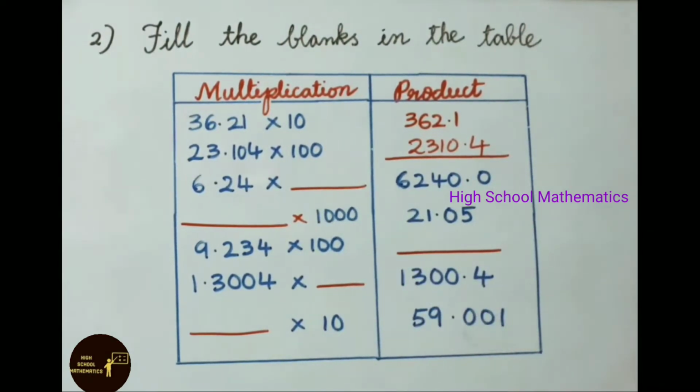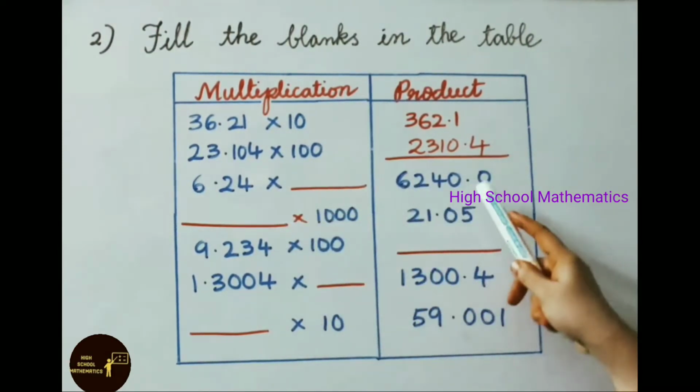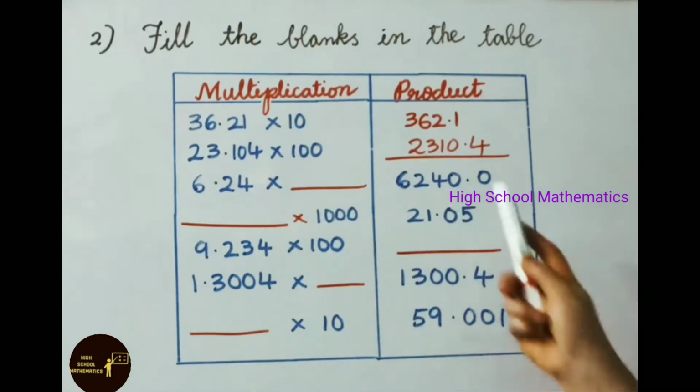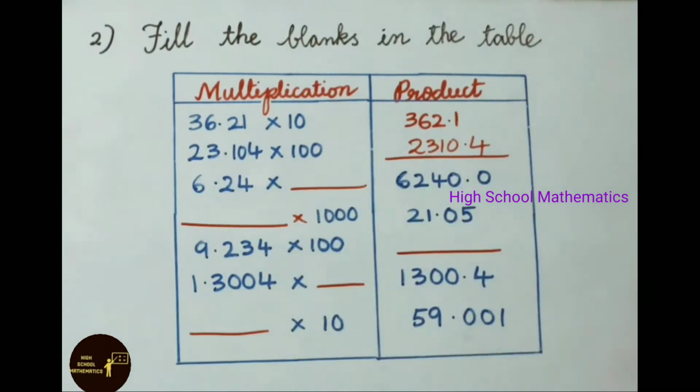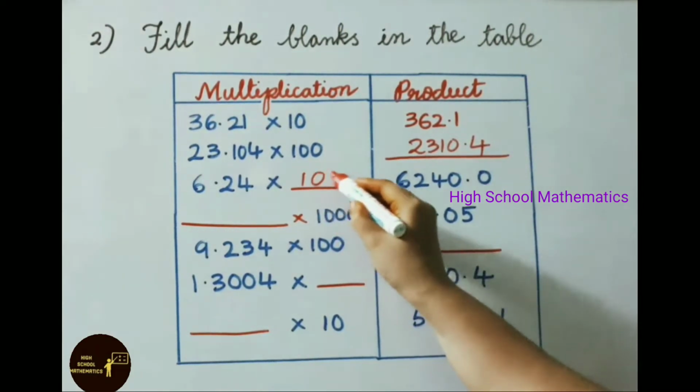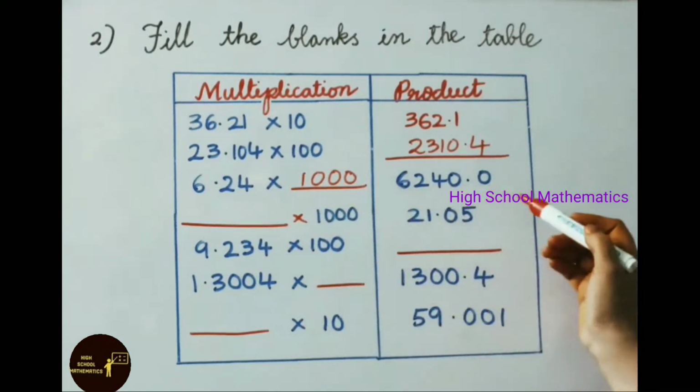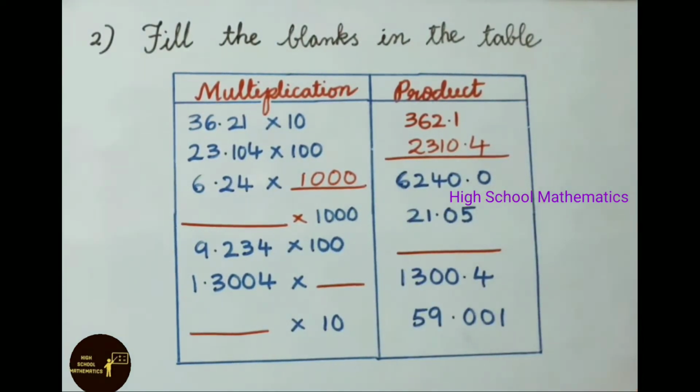They have given the answer 6240.0. Here the decimal point was after 6. So how many places did they move? 1, 2, 3. 3 places after the decimal point. So we have to multiply by 1000. So 6.24 into 1000, the answer we will get is 6240.